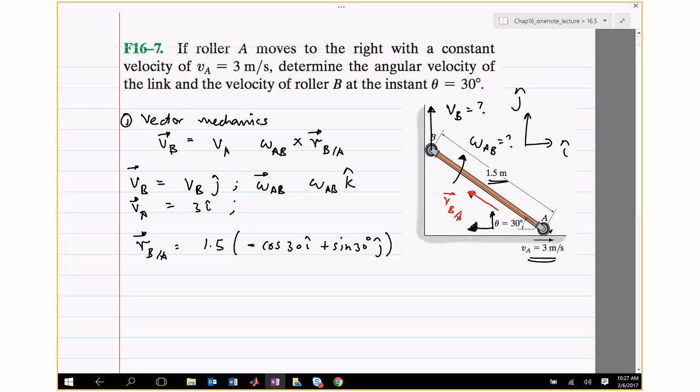So is this clear? Okay, what remains now is, in this equation, I've written down everything I need. So I can write VB, which is VBj, equals 3i plus omega AB k crossed with 1.5 times negative cosine 30 degrees i plus sine 30 degrees j.